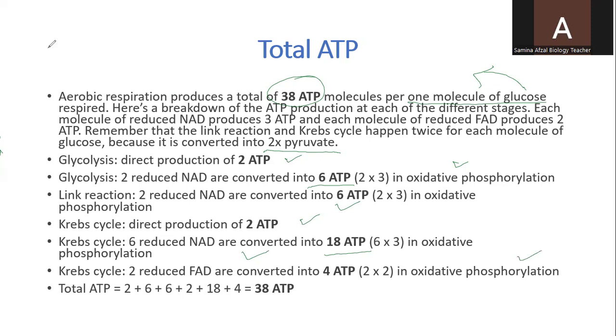So the total ATP molecules produced during these reactions are 2 plus 6 plus 6 plus 2 plus 18 plus 4, total 38 molecules of ATP. So in this way, the total ATP molecules are produced during the breakdown of one glucose molecule. We can say that a large amount of energy is produced during this reaction. So it was all about aerobic respiration.